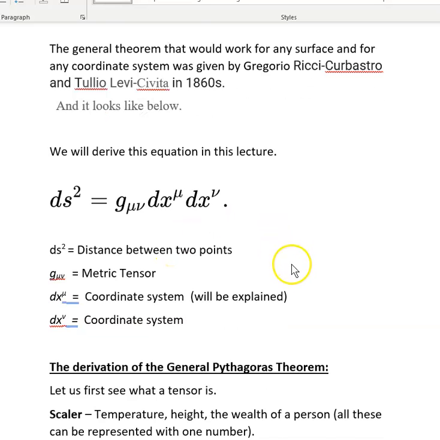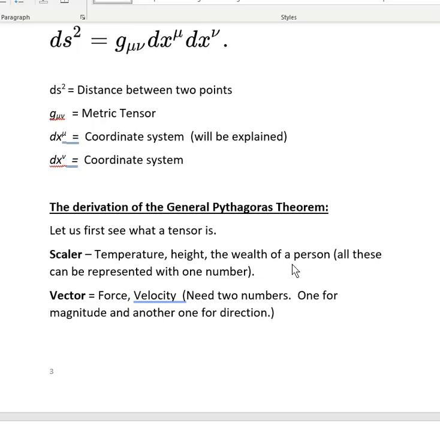ds squared is the distance between 2 points. g mu nu is the metric tensor. dx mu is the coordinate system, will be explained later. dx nu is another coordinate system. So it's a separate coordinate system that we will have to transform. So the derivation of the general Pythagoras theorem that would work for any coordinate system, any dimension, and any surface, curved or flat. So before that, let us see what a tensor is.